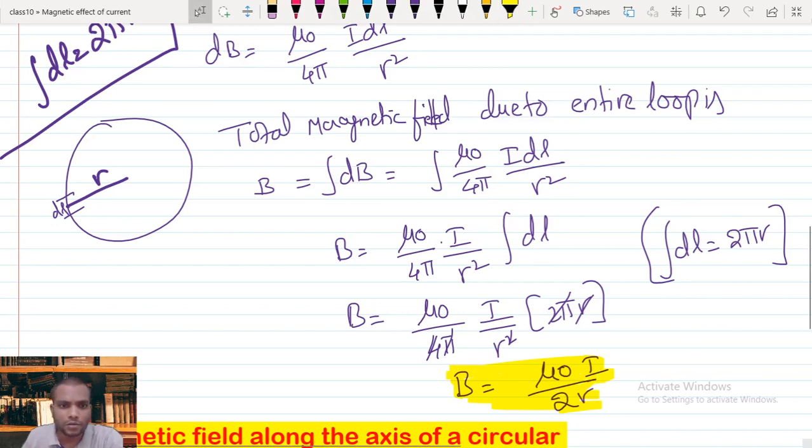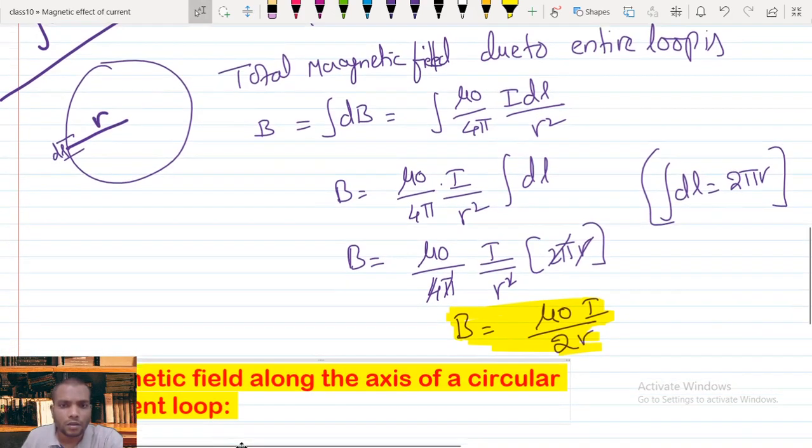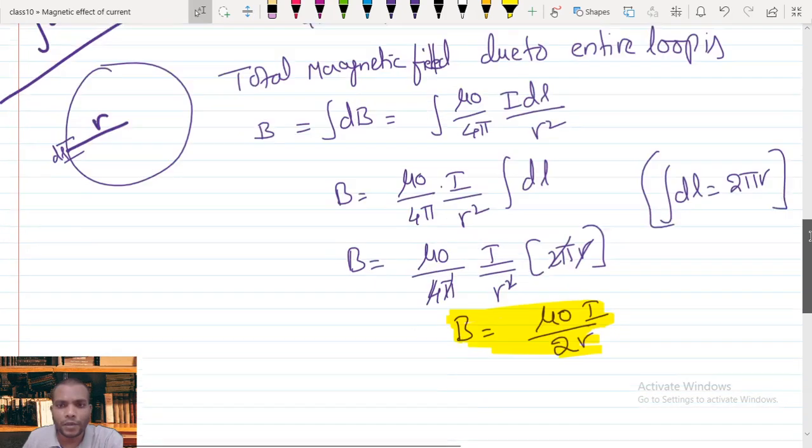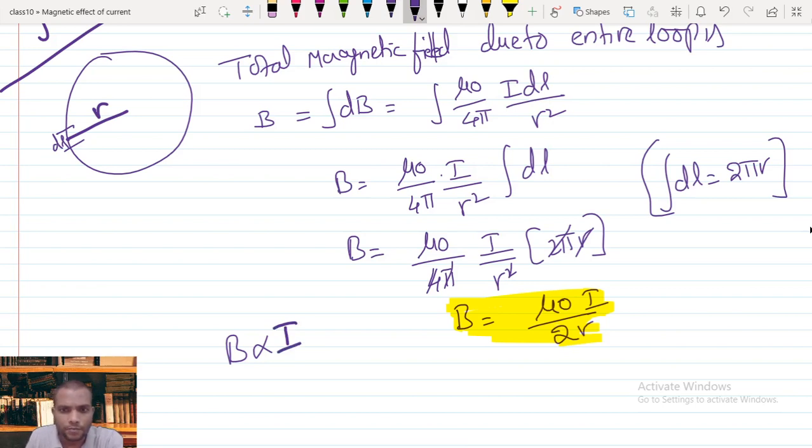So if you can closely observe this, the magnetic field due to a circular loop purely depends on the radius of the loop. Here B is directly proportional to the amount of current and inversely proportional to the radius. So if the current is more in the loop, the magnetic field also increases, and if the radius is less, then the magnetic field also increases.